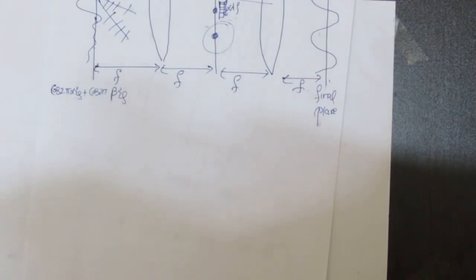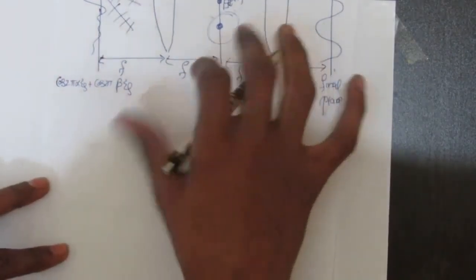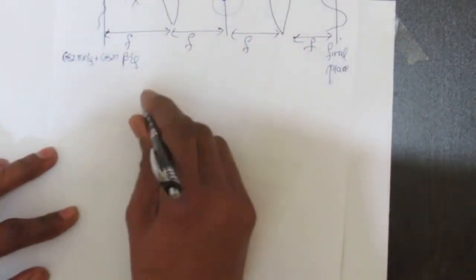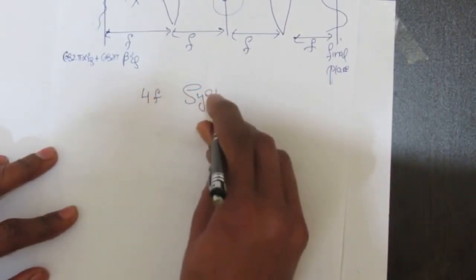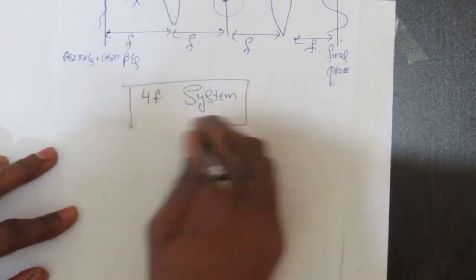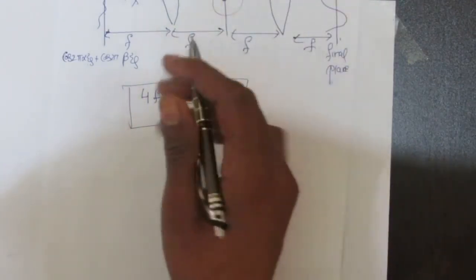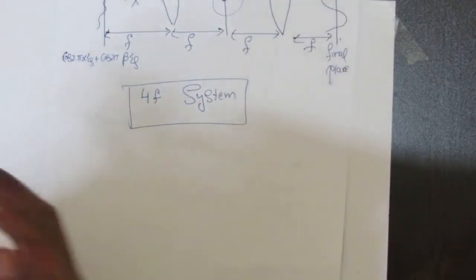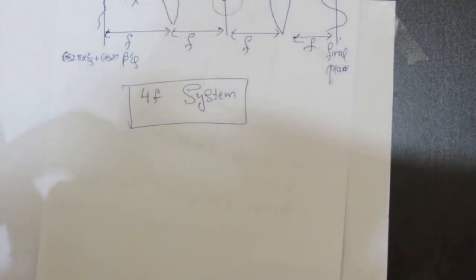And because in this case you have 4F, 1F, 2F, 3F, 4F, this kind of experimental setup is known as a 4F system. This is a very standard system in optical information processing. So this is your 4F system. You can place filters having appropriate sizes and shapes to filter out unwanted frequencies. This is a very simple example that can illustrate this concept very easily.